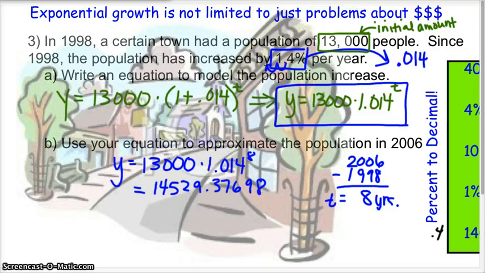You should have gotten this decimal as your answer. If we're talking about a population, we're talking about people. So we could say, since the problem says approximate, about 14,530 people.